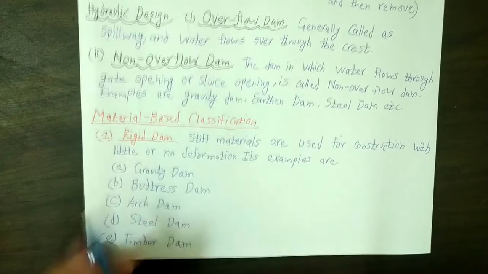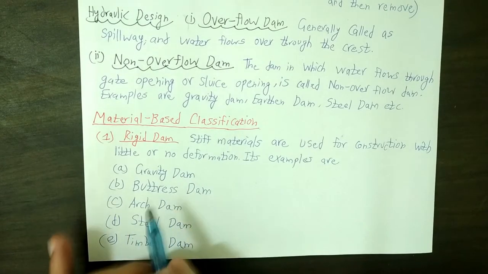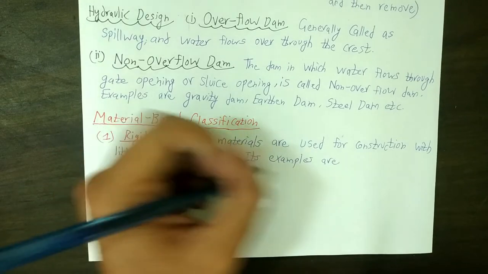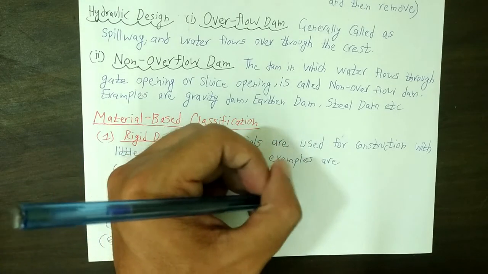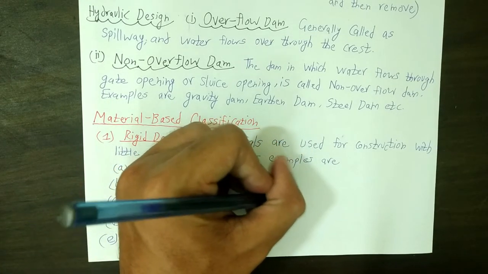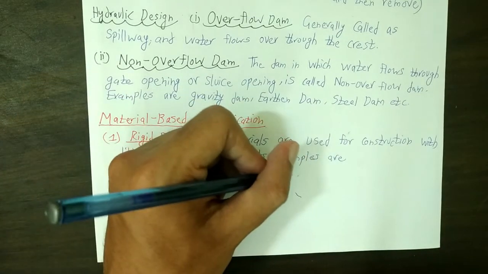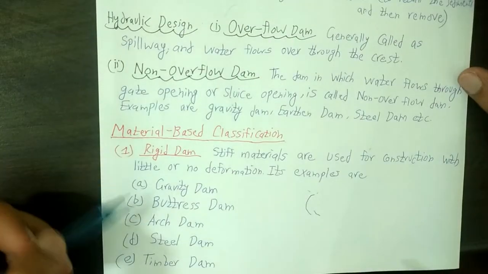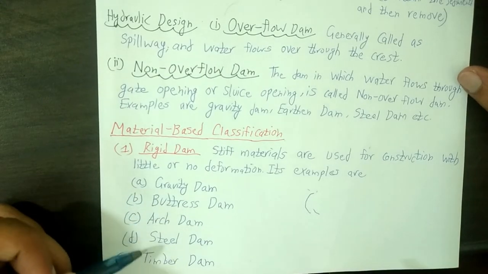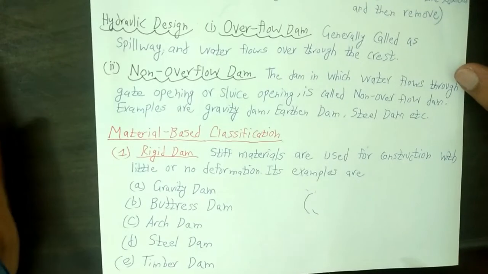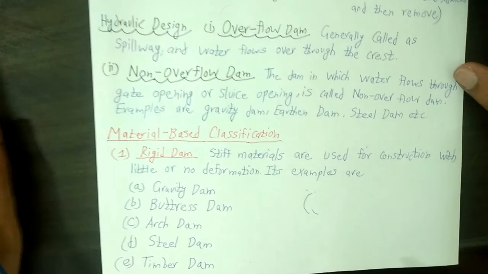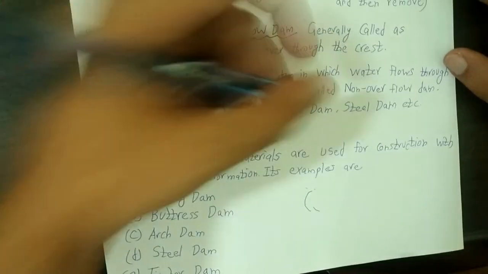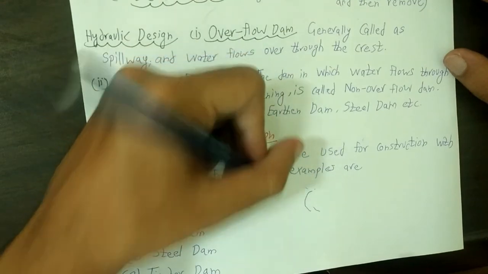Its examples are gravity dam, buttress dam, and arch dam. The arch dam is built in the form of an arch where the river is flowing, and we construct the dam in the form of the arch, so we call it the arch dam. After the arch dam, we have the steel dam, and the steel dam is basically a coffer dam. And what is a coffer dam?